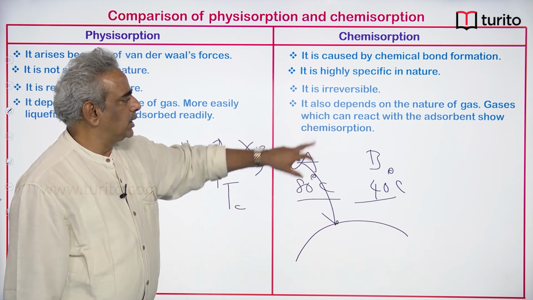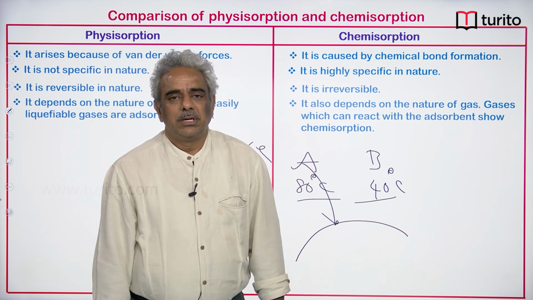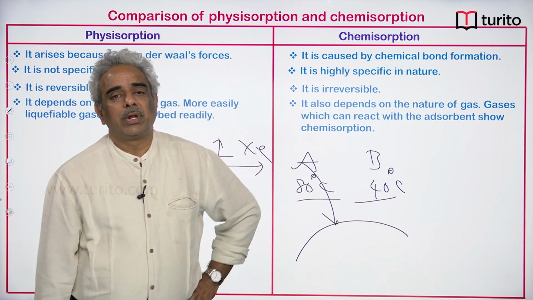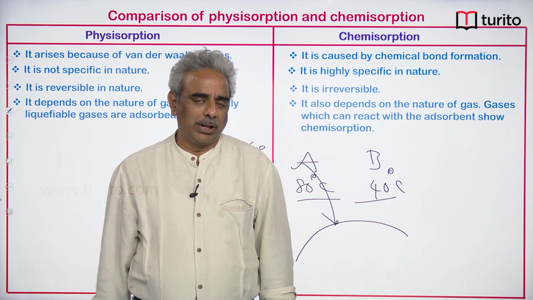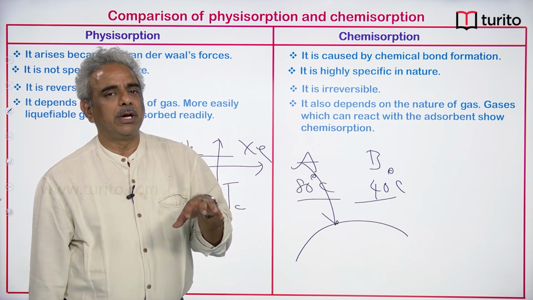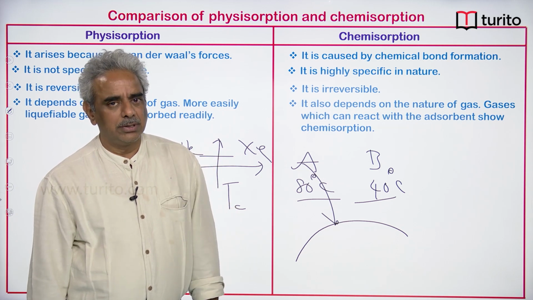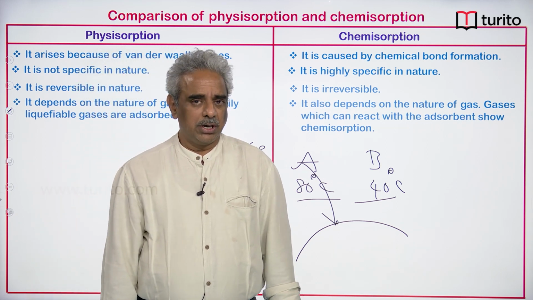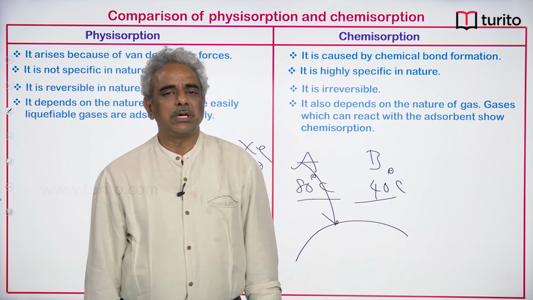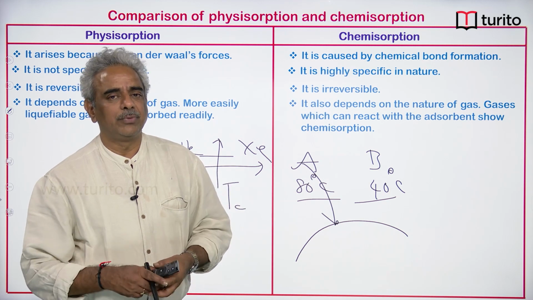Coming to chemisorption, it also depends on the nature of gas, but gases which can react with the adsorbent show chemisorption. See, there should be a bond formed, so the surface also should be capable of receiving the adsorbate molecules. It is conditional. So, the surface must be ready to form a chemical bond with the adsorbate. So, it is not mere adsorbate that matters, the adsorbent also is conditional in chemical adsorption. So, physical adsorption extent mostly depends on the nature of the adsorbate, chemical adsorption mostly depends on the nature of both adsorbent and adsorbate.